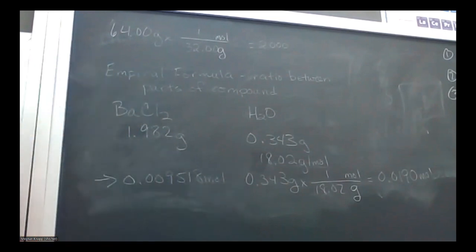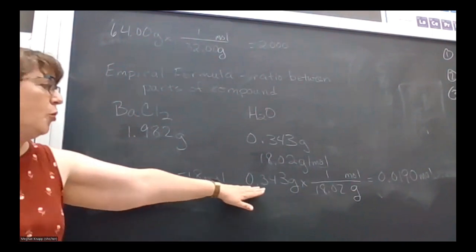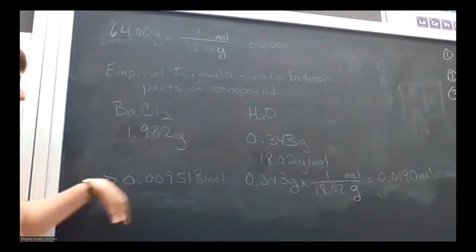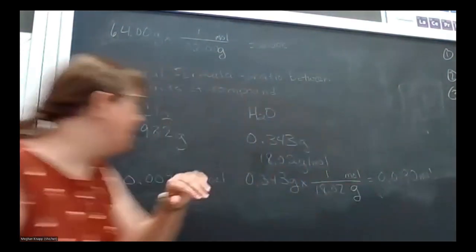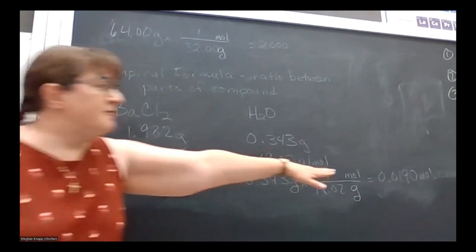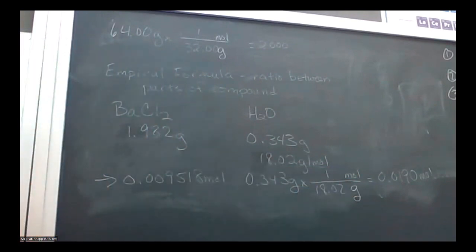Okay. And then we divide the larger number by the small. That's so we can get a whole number. Which is larger, the 0.3 or the 0.009? Oh, wait, I'm sorry, not the 0.3, the 0.019 or the 0.009. The 1. So we would divide 0.019 by 0.0095, and we end up with right about 2.